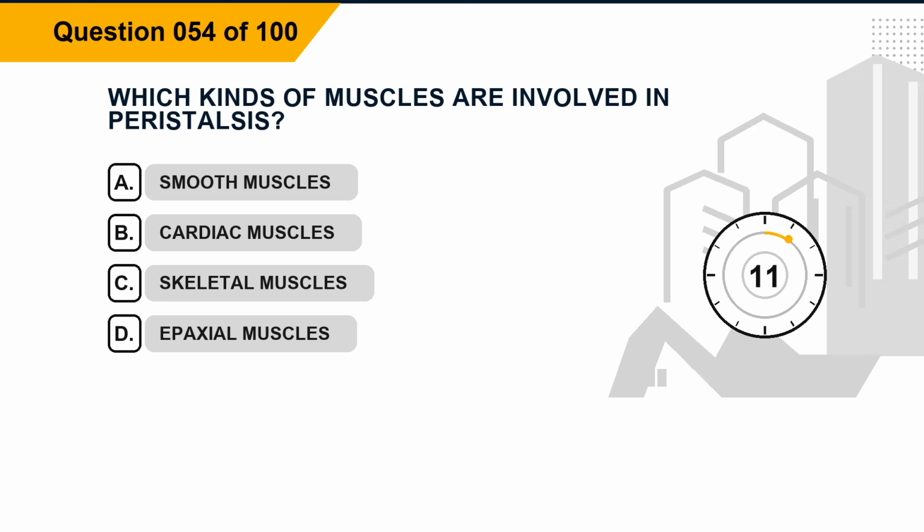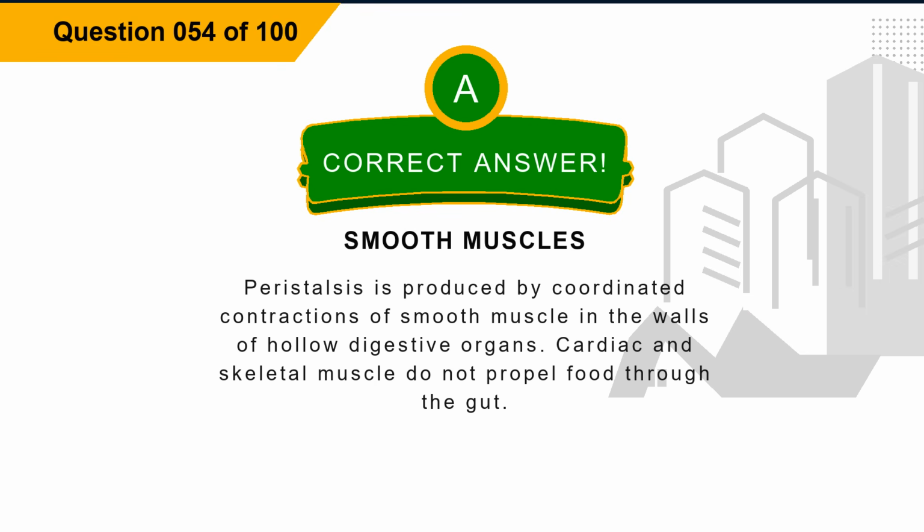Question 54. Which kinds of muscles are involved in peristalsis? Option A, smooth muscles. Option B, cardiac muscles. Option C, skeletal muscles. Option D, epaxial muscles. The correct answer is option A, smooth muscles. Explanation: peristalsis is produced by coordinated contractions of smooth muscle in the walls of hollow digestive organs. Cardiac and skeletal muscle do not propel food through the gut.